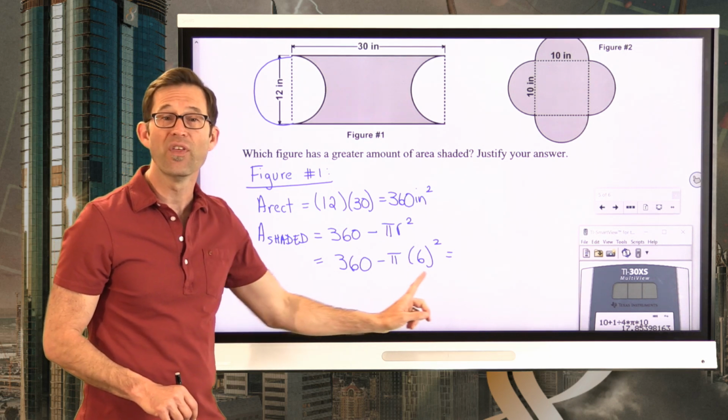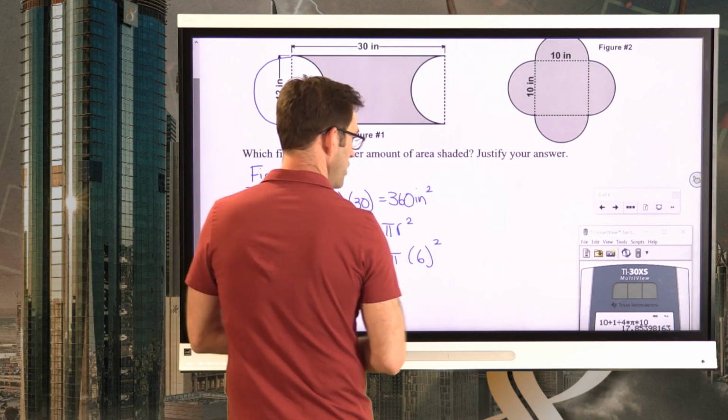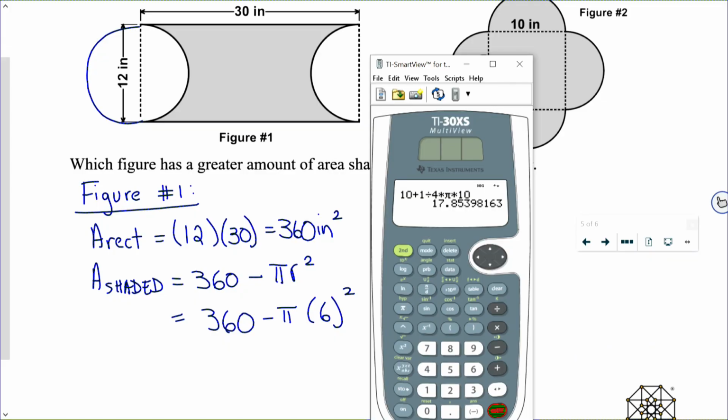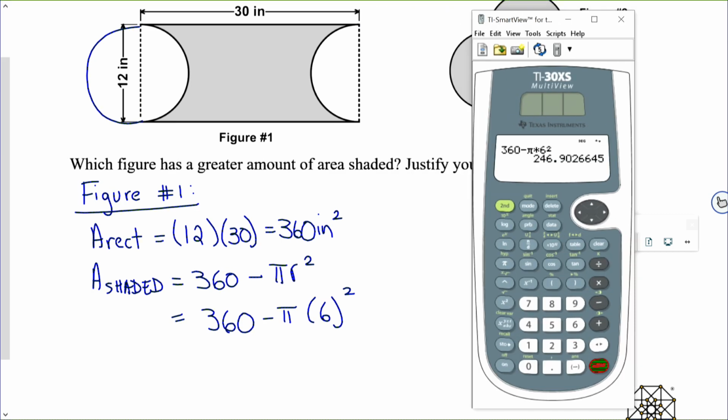And now I can put this into my calculator and figure out my shaded area. So let's do that. Let's bring our calculator up here. Let's do 360 minus pi, maybe bring this up a little bit farther, pi times 6 squared. And we get a shaded area of 246, and we'll just round it to the nearest tenth, 0.9 square inches, 246.9 square inches.